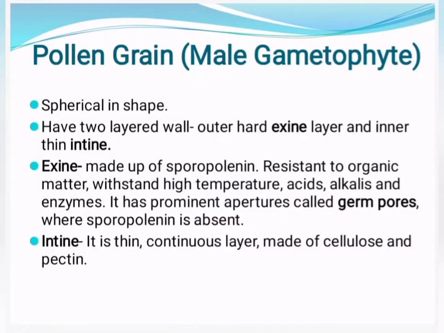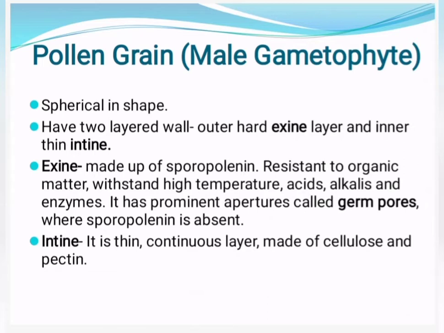Now we'll talk about the structure of pollen grain. So pollen grains represent the male gametophyte because of having the male gamete. It's spherical in shape and its diameter is 25 to 50 micrometer. If we see the wall of pollen grain, it is made up of 2 layers. The outer layer is called the exine, which is made up of sporopollenin, and this is one of the most resistant organic materials. It can tolerate high temperature, strong acid and alkali. There is no enzyme that can degrade sporopollenin.